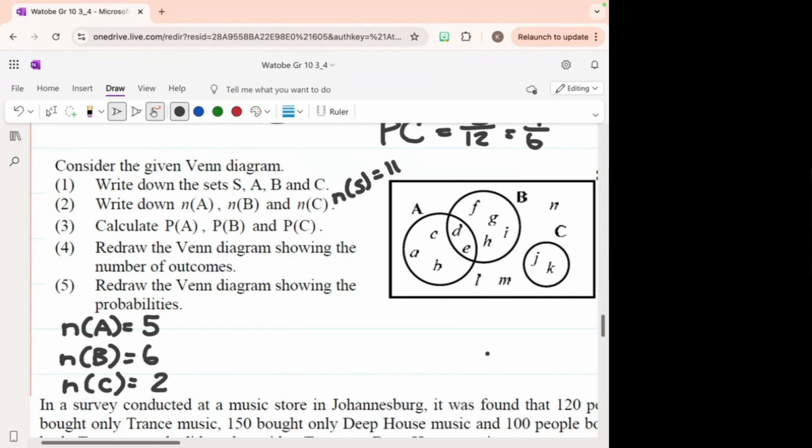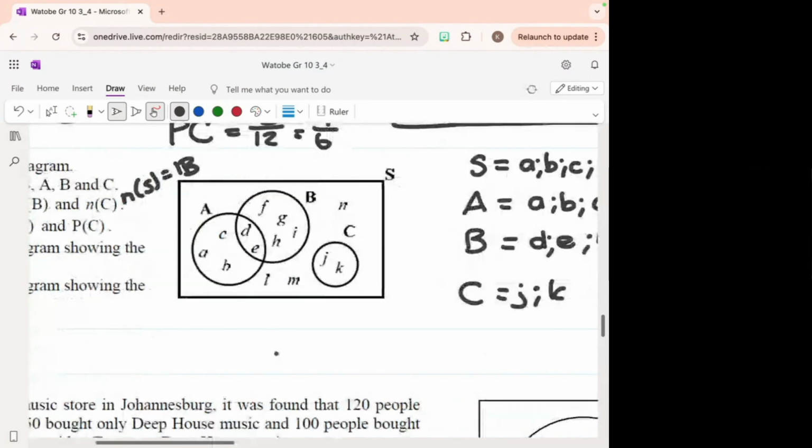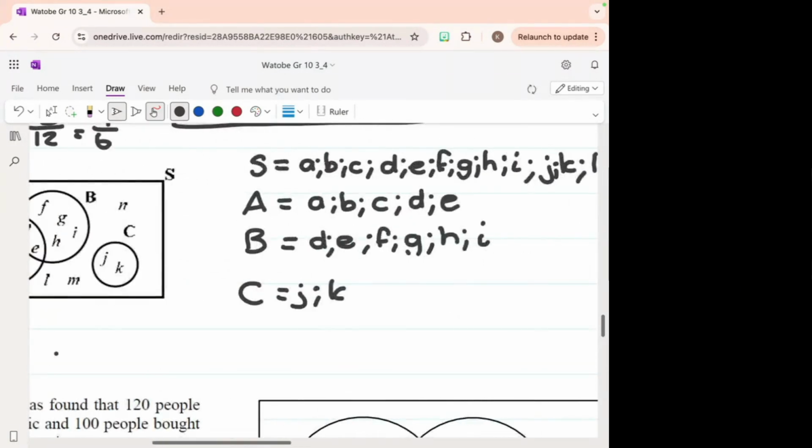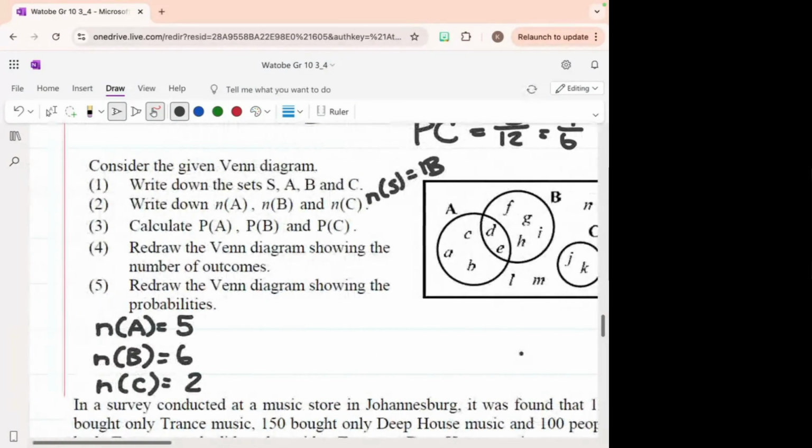I left some letters off. I'm so sorry. Let's just go again. A, B, C, D, E, F, G, H, I, J, K, L, M. Apologies, it's 13. Let's go back here. J, K, L, M. Apologies, I left the ones on the outside out.